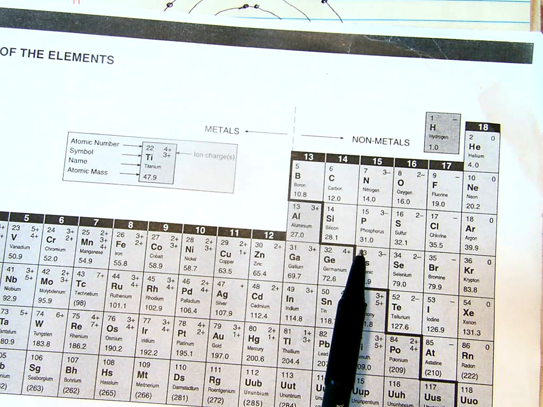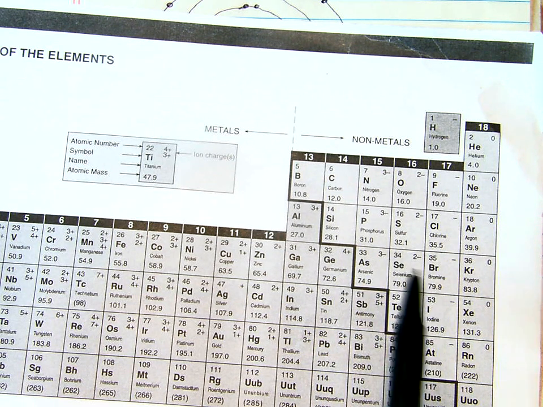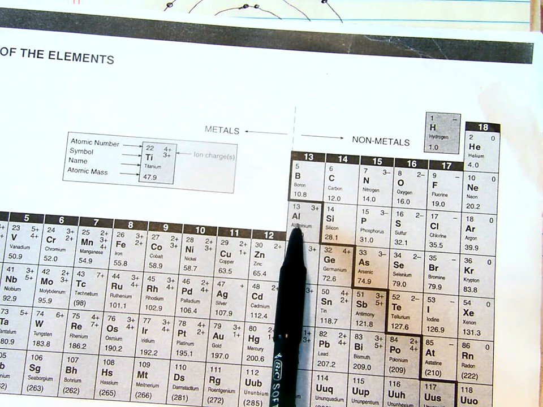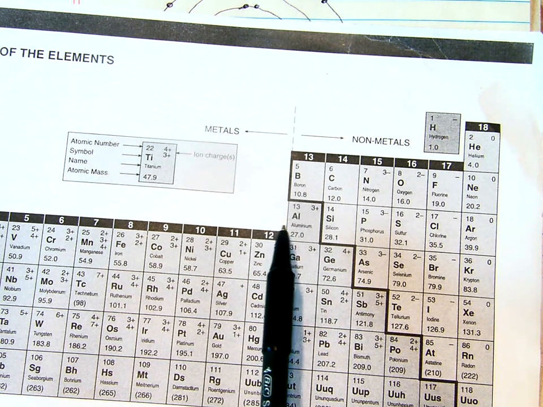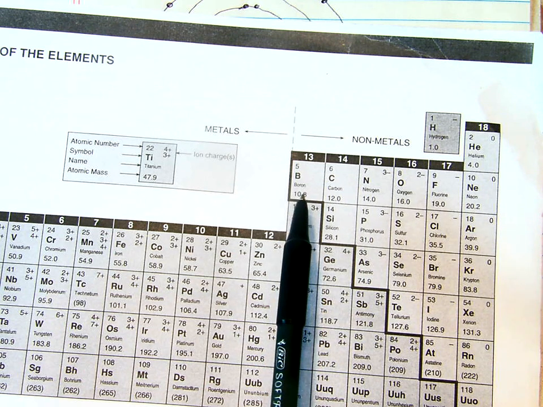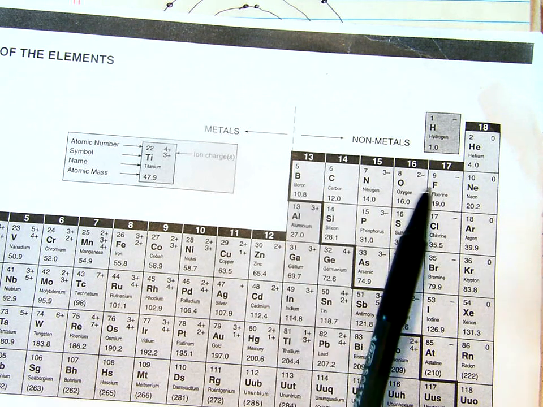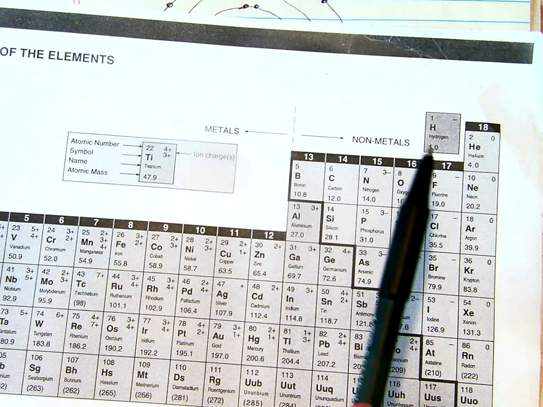If I take a look at aluminum, aluminum can be one of the tricky ones to find. People don't think to look at it on the other side of our staircase. Over here, it's also in the third row. That means it's going to have 3 shells. Boron, second row, 2 shells. Hydrogen and helium, only one shell.